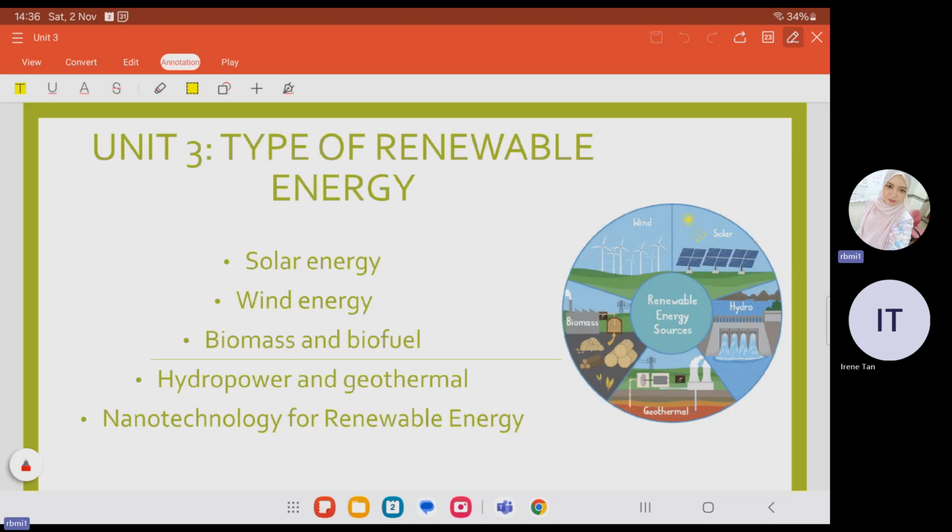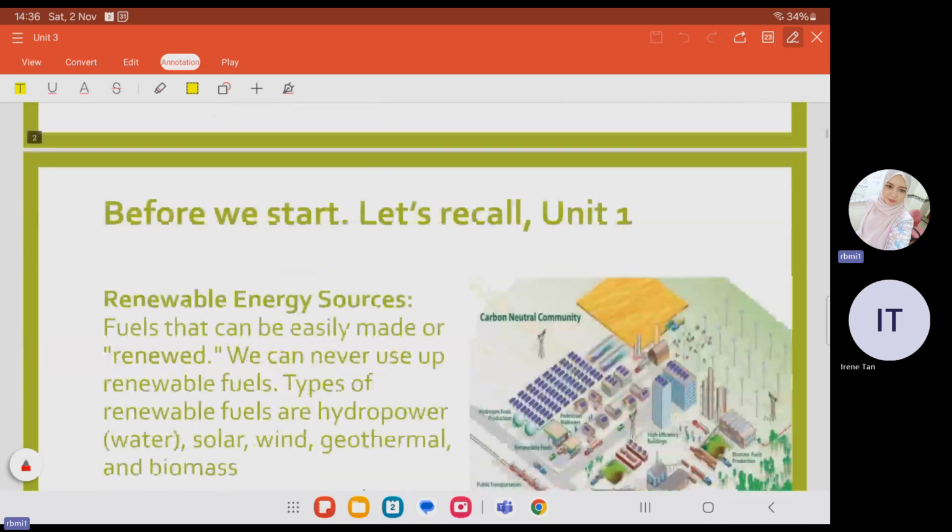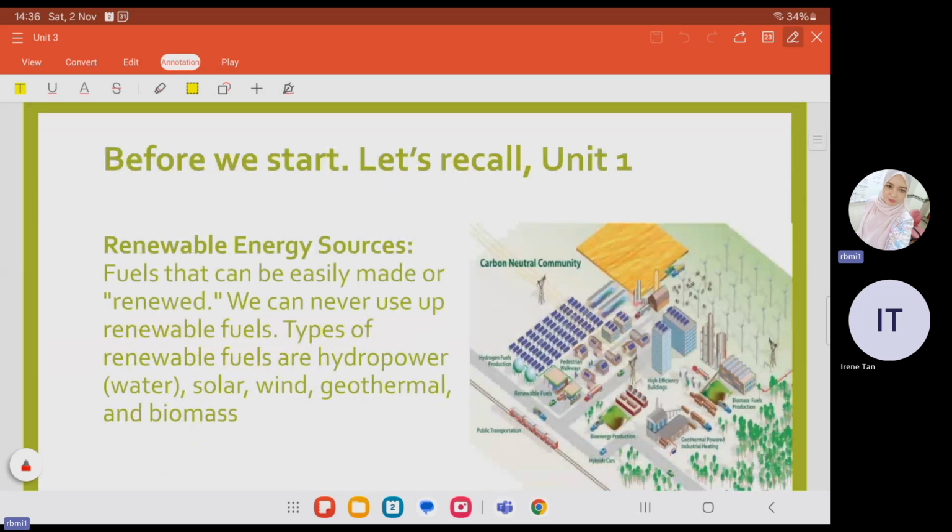All right. And as for today, we will discuss the types of renewable energy. We have solar, wind energy, biomass and biofuels, hydropower and geothermal, and also nanotechnology for renewable energy. That will be the final part of unit 3. Okay, let's get started.